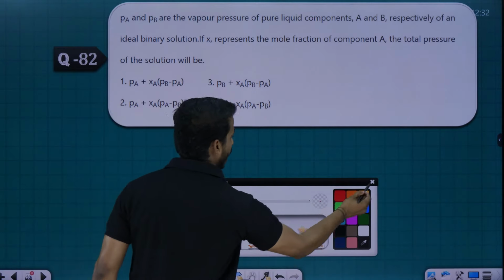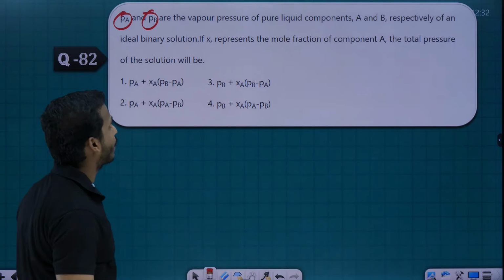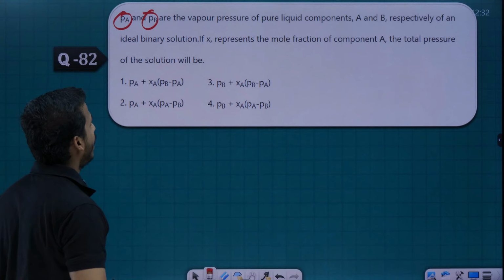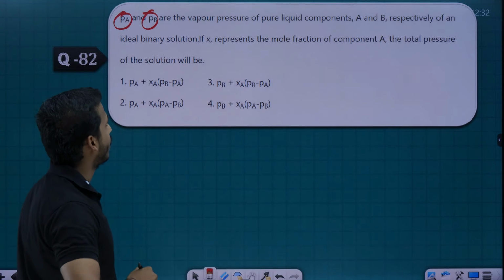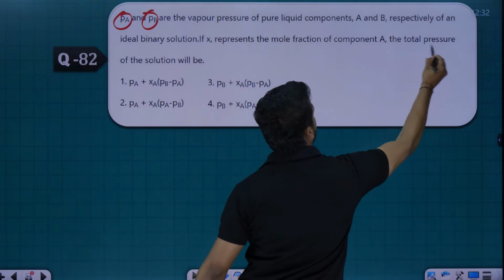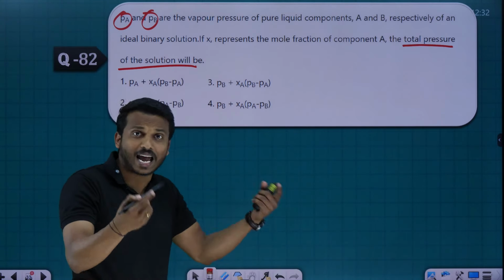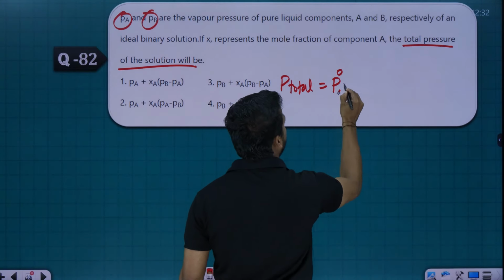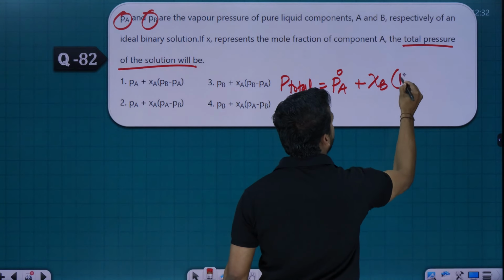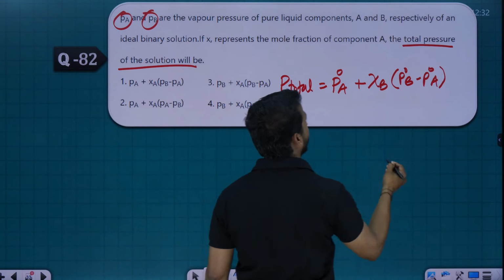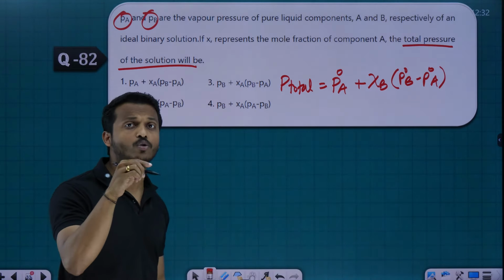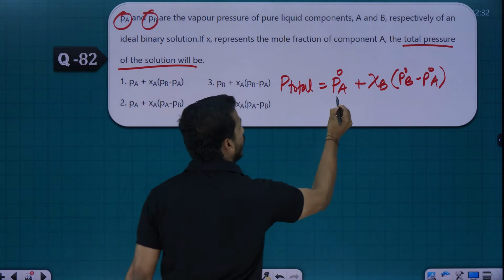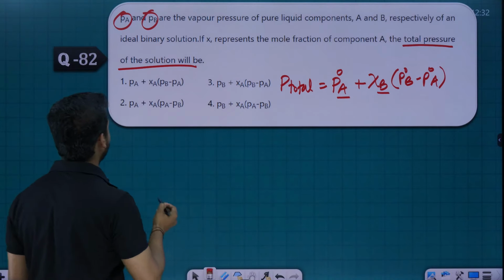82. PA and PB are the vapor pressure of pure liquid. Pure liquid, okay? Actually, we are using P0A and P0B, right? And respectively, for an ideal binary solution they represent the mole fraction, the total pressure. We studied already, we derived an equation for total pressure. What is the equation? P total is equal to P0A plus chi B into P0B minus P0A. Here instead of P0A and P0B, they used PA and PB. So which is correct, all of you, just to check it. Very simple this one.